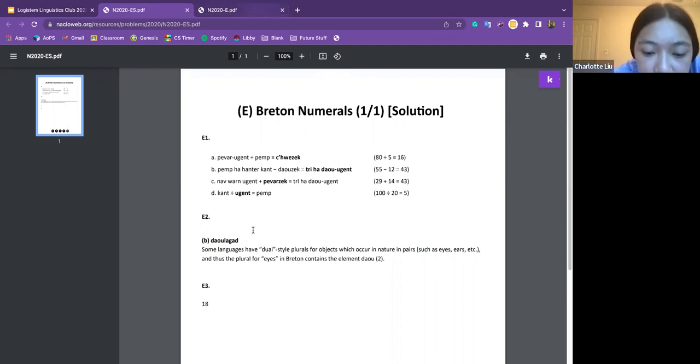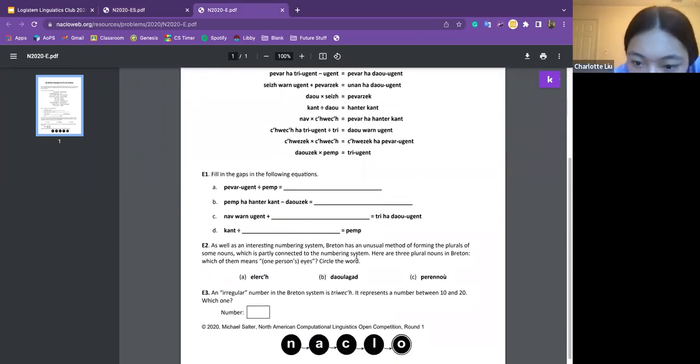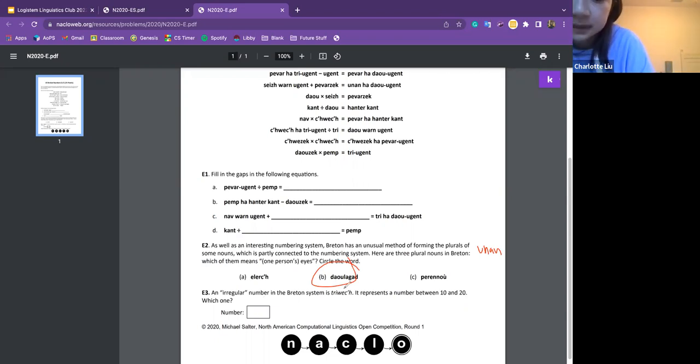Okay, and then the next one, which means one person's eyes. So I guess you would first assume that it would have the word unan in it, but it doesn't. None of these have that word in it. So it actually is B, because one person's eyes means like a pair of eyes, so two. So there's a 2 in this. And then the last one, this irregular number is going to be 18.